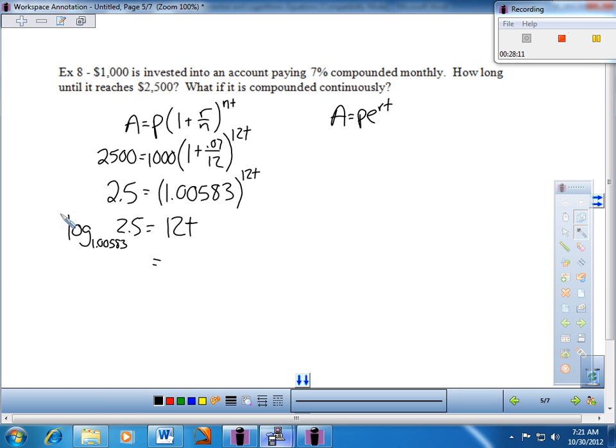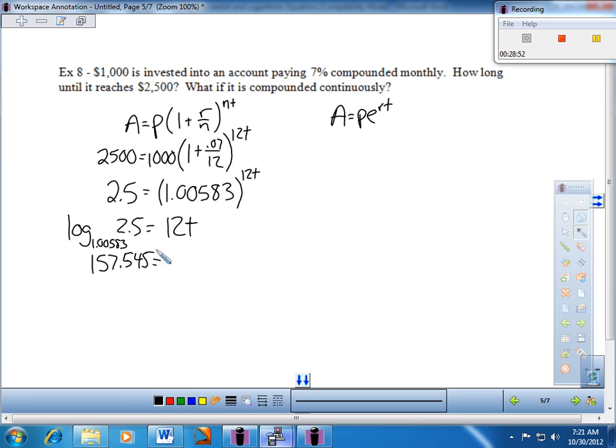So let's see if you can do one pretty much on your own. What I need you to do here, everybody, is evaluate this logarithm on the calculator. And remember, it's not a big deal. If you're doing the change of base formula, it's log of the input divided by log of the base. So this would look like log of 2.5 divided by log of 1.00583. And if you do that, you should get something like this, about 157.545, somewhere in there.